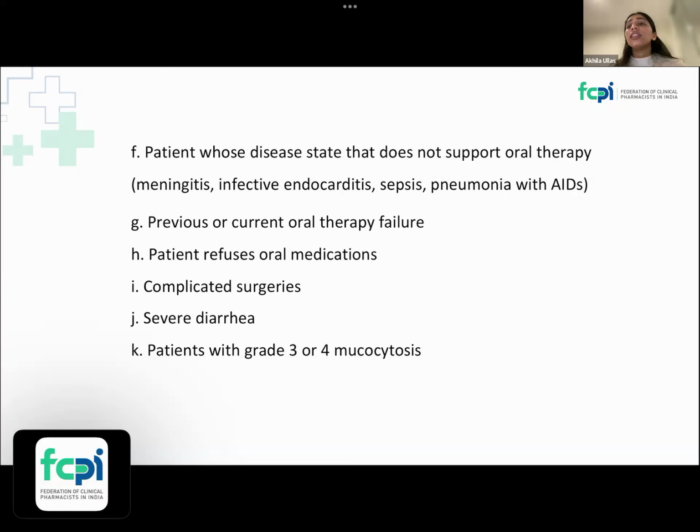And the patient with grade 3 or 4 mucositis, which is inflammation of the mucous membrane of the gastrointestinal tract, is especially seen in patients who are taking chemotherapy, or patients who have undergone radiation. This stage you can see.